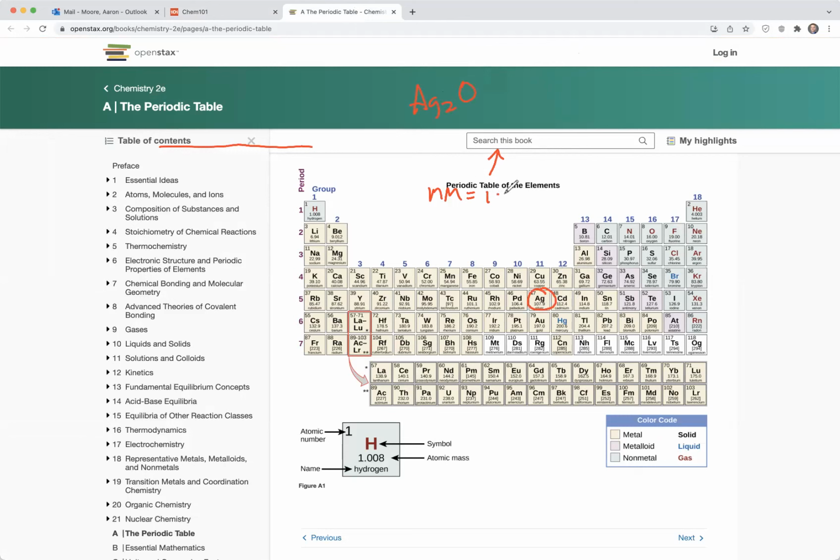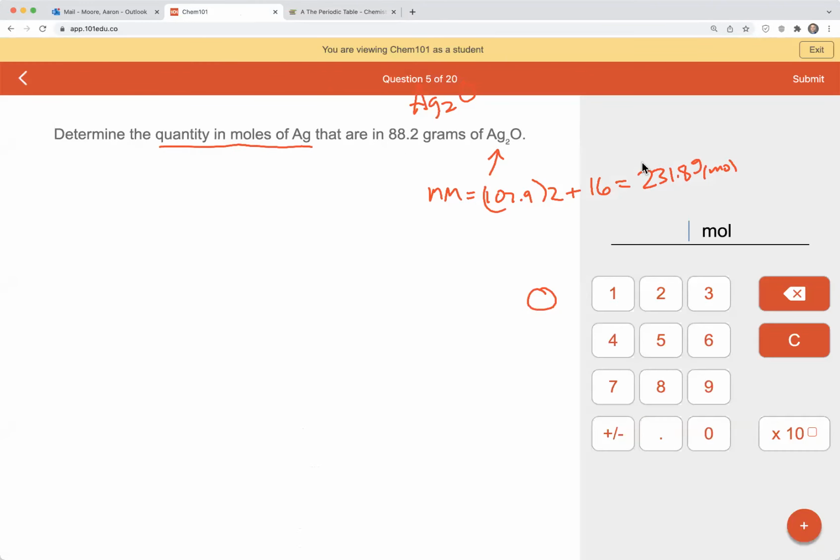So silver is 107.9, and that's all times 2. And then I'm going to add in the 16, I'll estimate there. So 107.9 times 2 plus 16 equals 231.8. Units are grams per mole. Okay. So I'll use that in my calculation here, the 231.8.